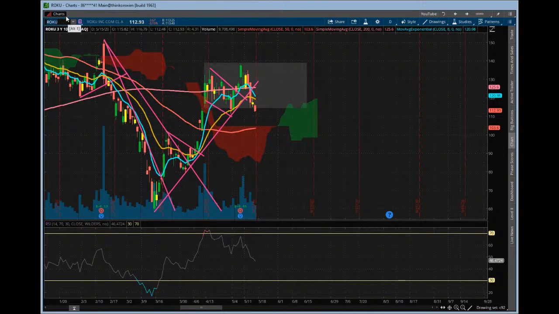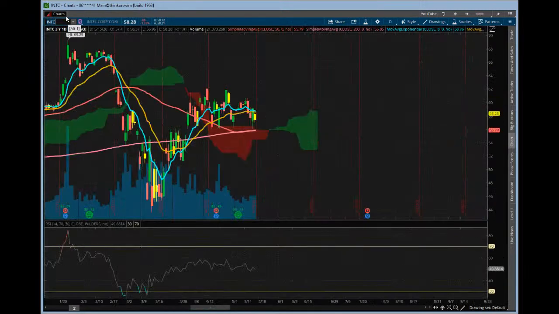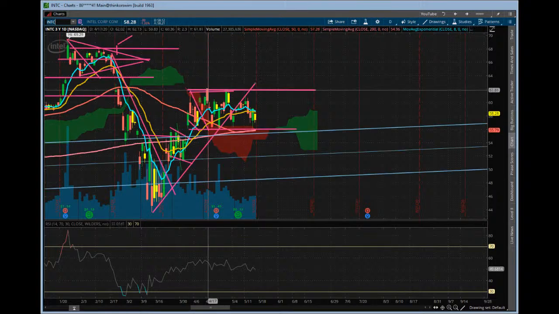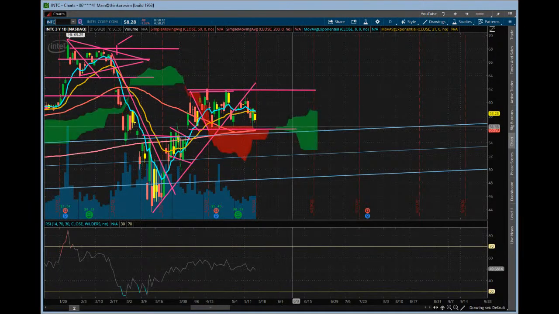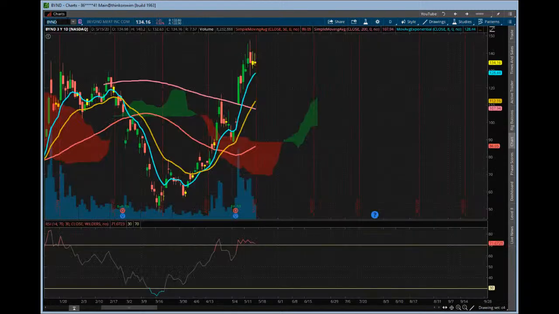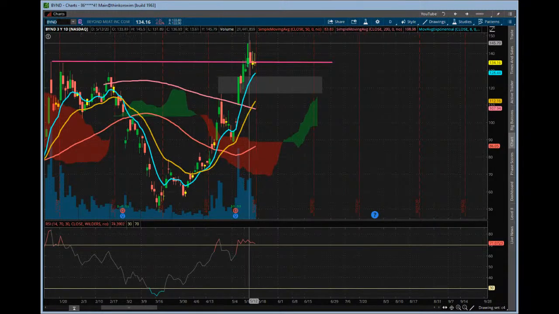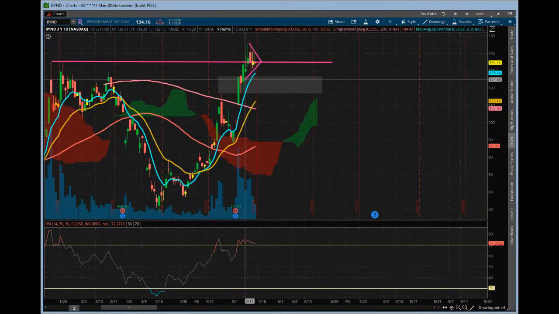What else? Intel, again, still range bound. Also an inside day. It's still within this range right here. You can see these two channels, so there's two lines right there. Still horizontal range bound, but it is still holding its cloud, and the 200-day moving average and the 50-day moving average, which is amazing confluence right there. And then Beyond, double inside day. So maybe it's just pausing for a little bit, see how it holds that area.